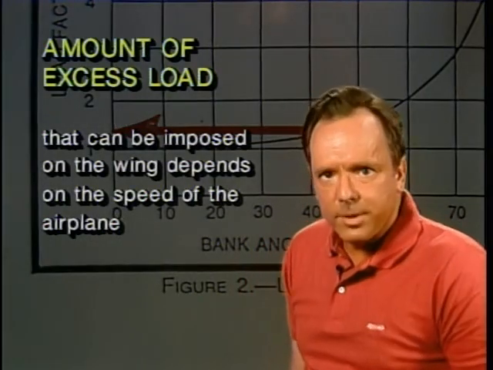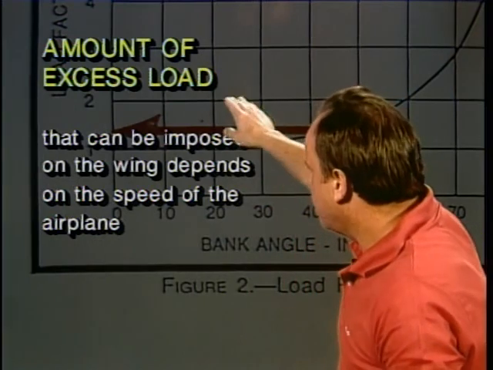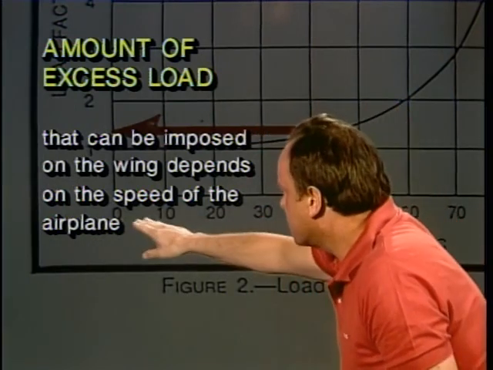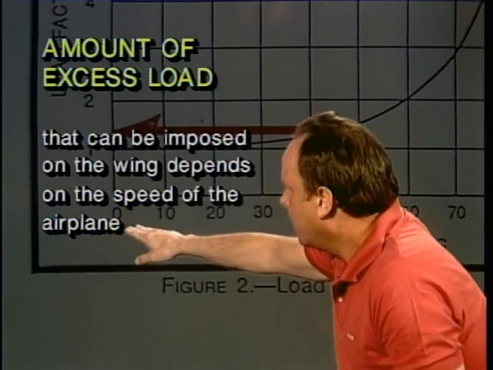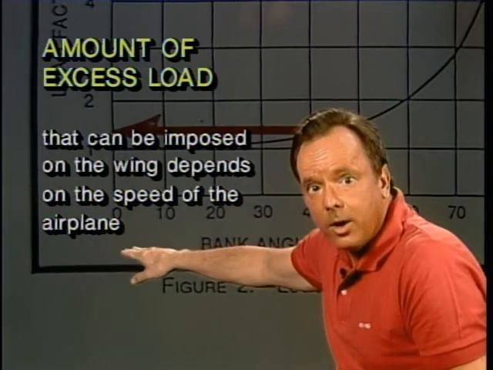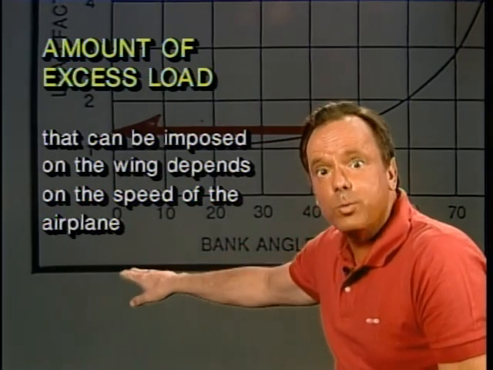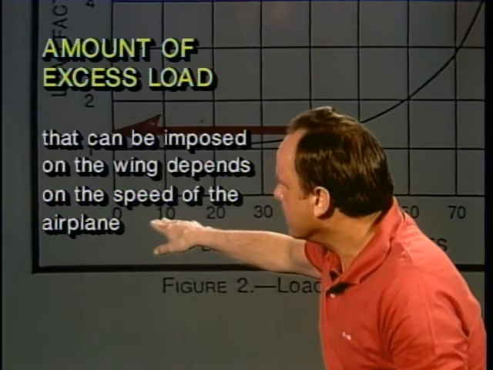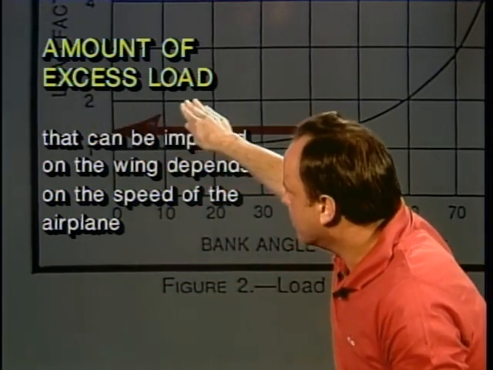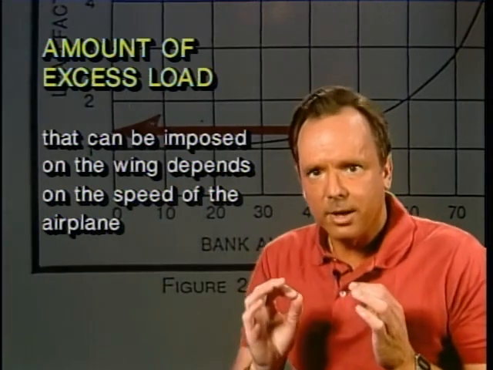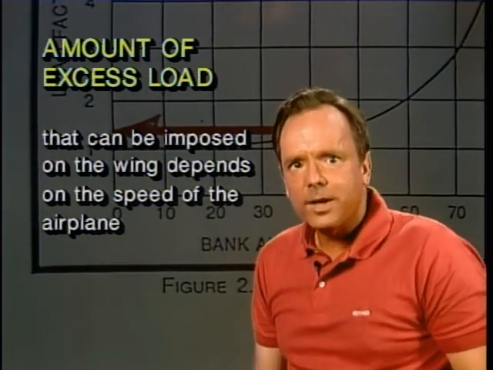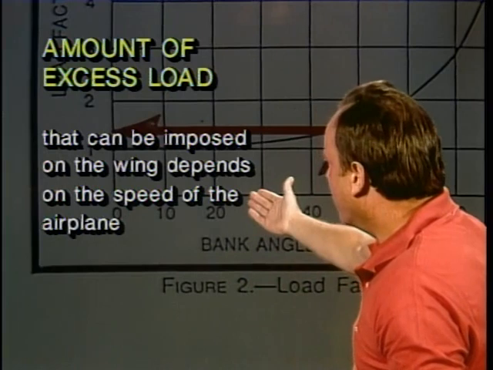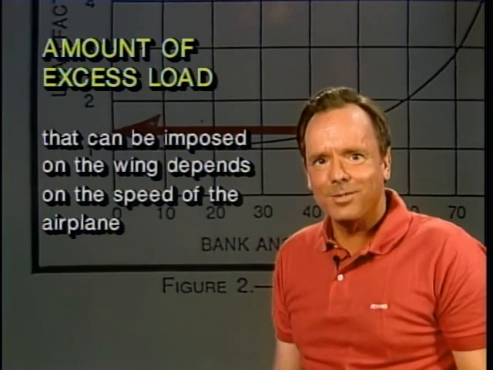Well, what determines the amount of excess load that can be imposed on the wings? And the answer is the speed of the airplane. If you slow the airplane down and put a lot of load on the wings, the airplane will stall. But if you have the airplane at very high speed and put a lot of excess load on the wings, they will become damaged. So the amount of excess load that can be imposed on the wings of an aircraft depends on the speed of the airplane.